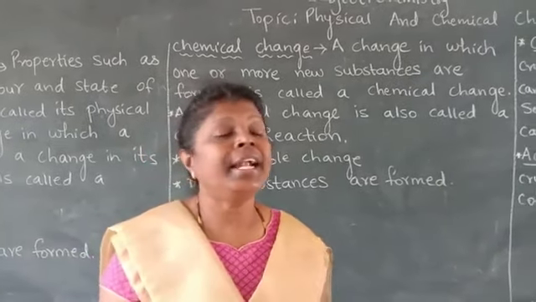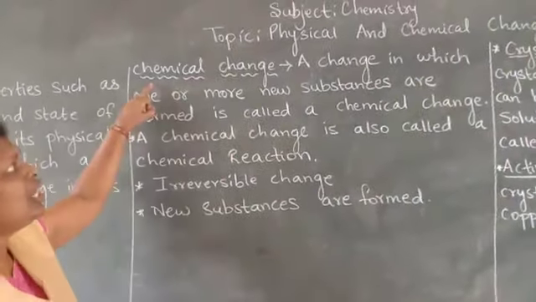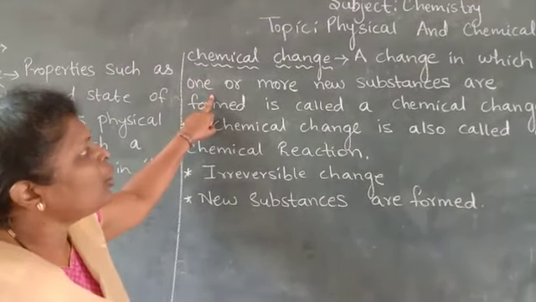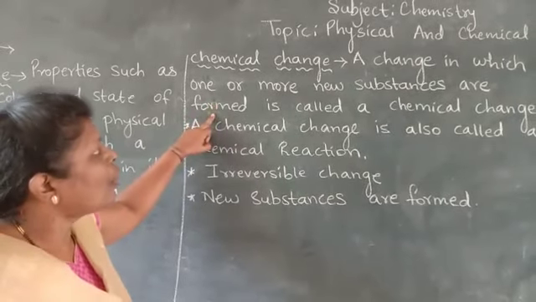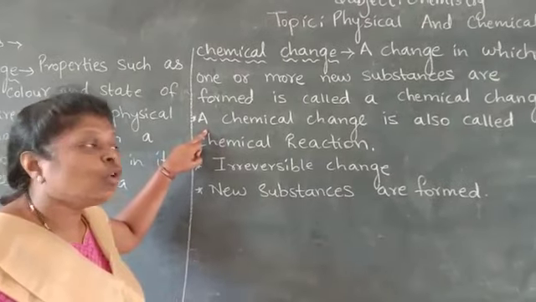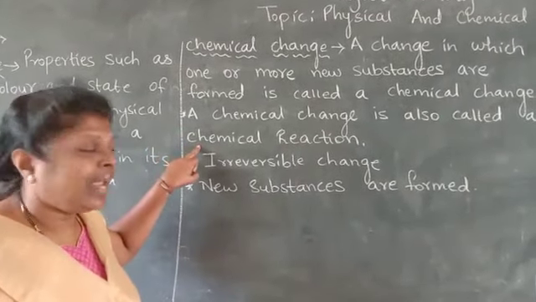Now let us see the second type of change. The second type of change is known as chemical change. A change in which one or more new substances are formed is called a chemical change. A chemical change is also called a chemical reaction.